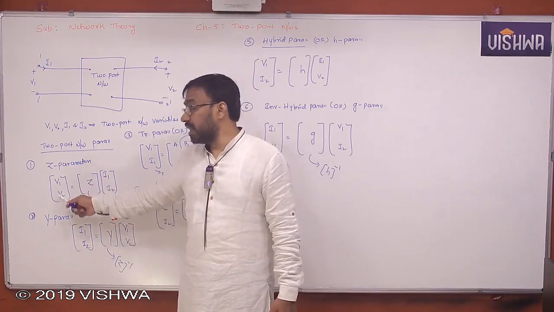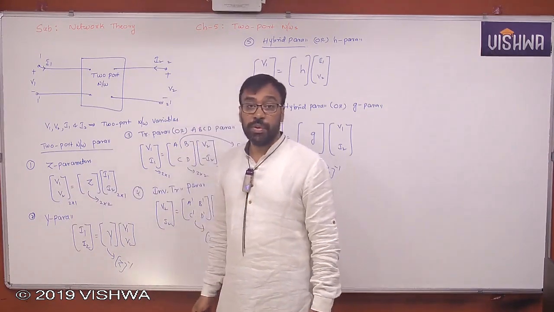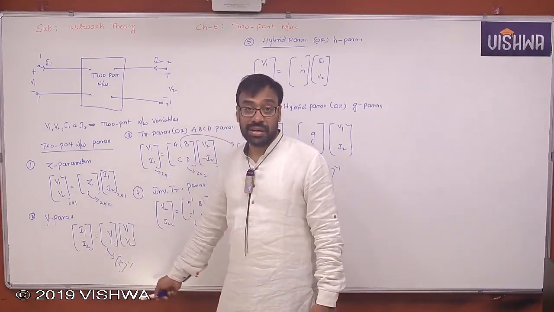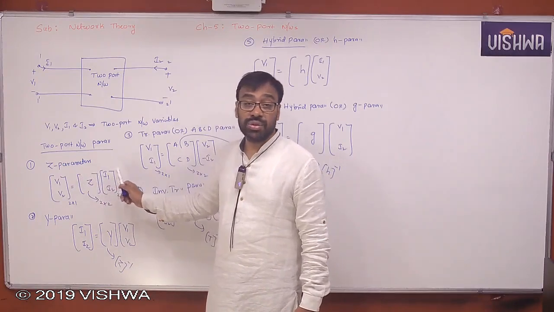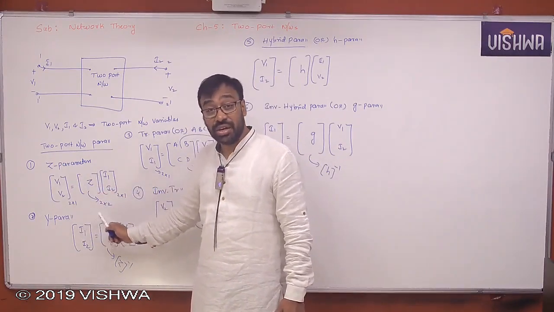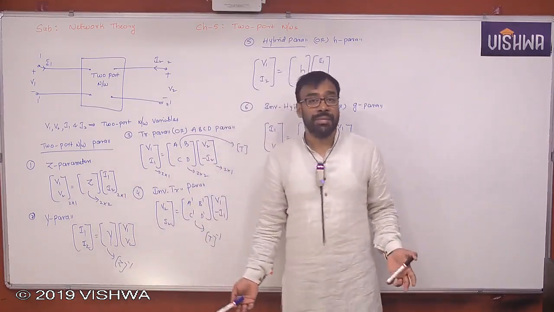So these variables will also change now. 3-port network means V1, V2, V3. N-port network means V1, V2, V3 and so on up to Vn; I1, I2 and so on up to In. And Z11, Z12 and so on up to Z1n, and so on Zn1, Zn2, Zn3 and so on up to Znn. So like that, an N by N matrix you are getting.